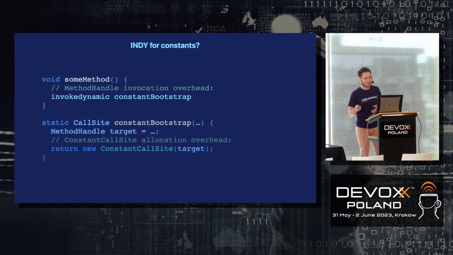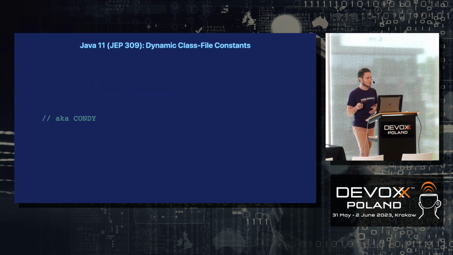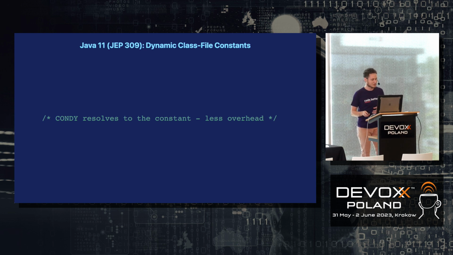That's why the idea appeared of having the so-called dynamic class file constant, also known as condy. Why is it dynamic? Because at runtime, its value is going to be dynamically computed. Once computed, it's going to behave like a constant. What is good about condy? Condy resolves to an exact constant like any constant in your program, like the number one, string "foobar", etc. There is less overhead.